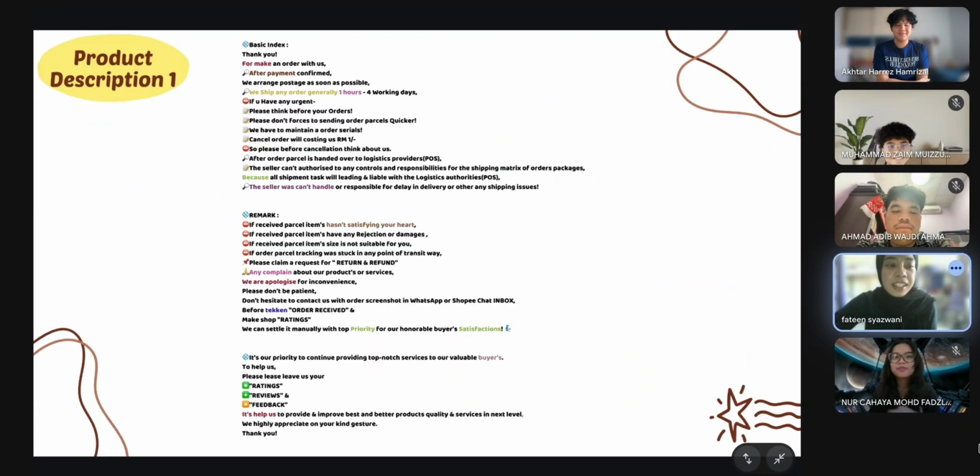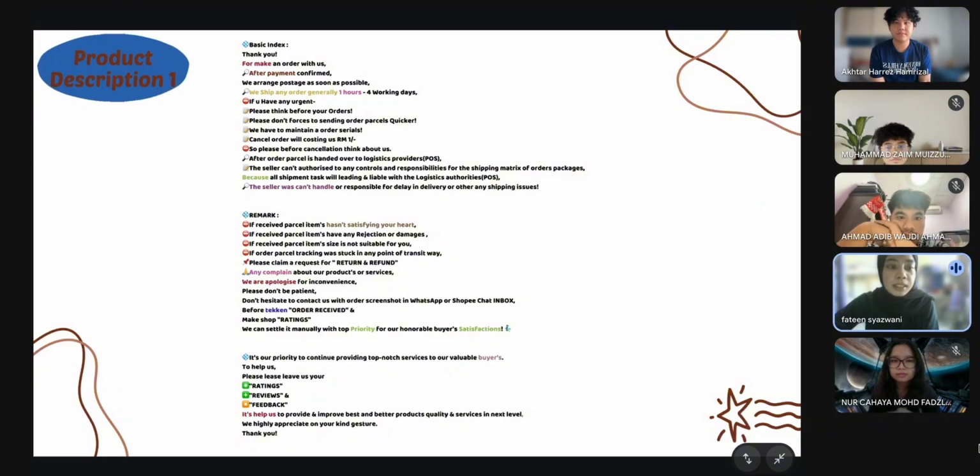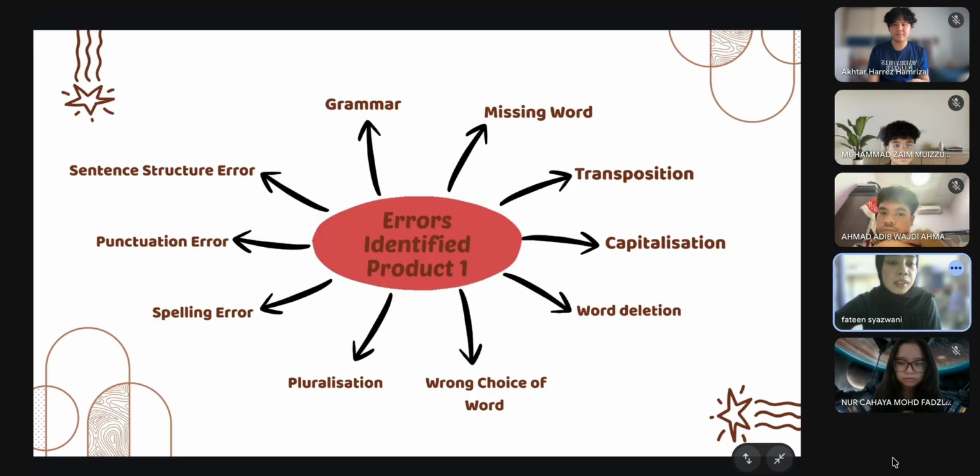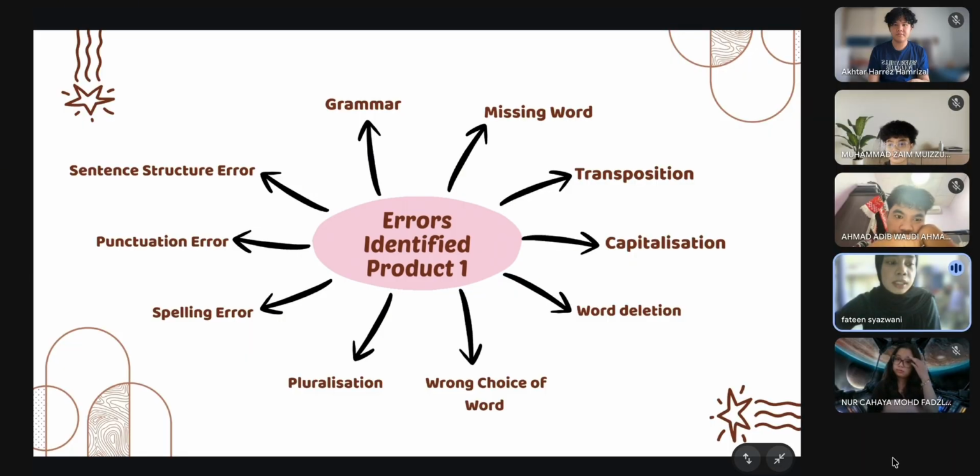Thank you, HARREZ. This is the product description that me and Cahaya have chosen. As you can see, there are some mistakes that we have highlighted by the types. These are some errors that we have identified from product 1. We will explain the grammar, missing word, capitalization, pluralization, spelling error, and punctuation error.